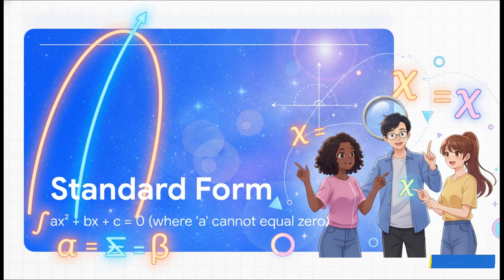But listen, there's one absolutely unbreakable rule here. A can never, ever be 0. Think about it. If a was 0, that whole x squared part just vanishes, and then we're left with a basic linear equation. That squared piece is literally the whole reason we're here.